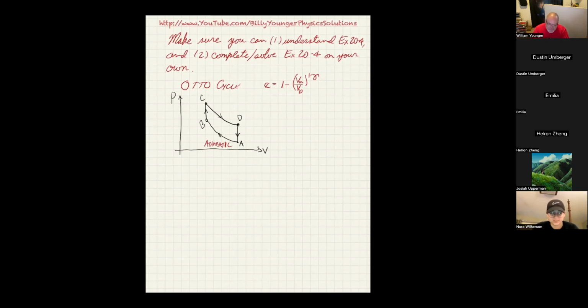Exactly. Yeah, that's why I didn't want to do too much with this. I'd just like you guys to be able to follow through that derivation so that in principle I could ask you to do that and you could do it on a midterm or a test or a final or something like that. It's a good skill to learn, and it's a lot easier than the derivation of the Carnot cycle.